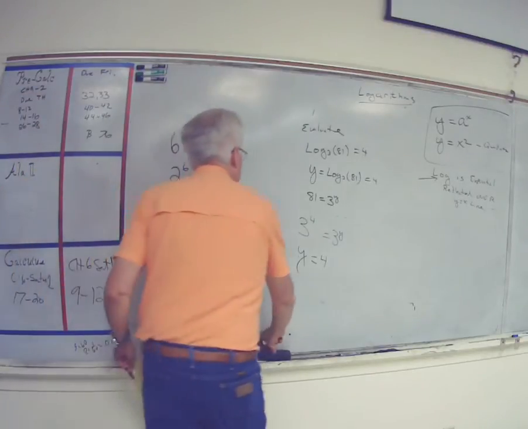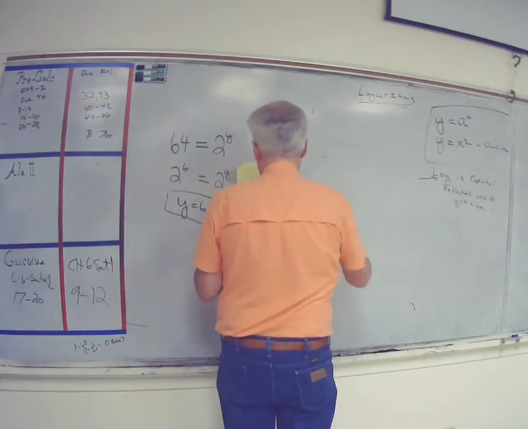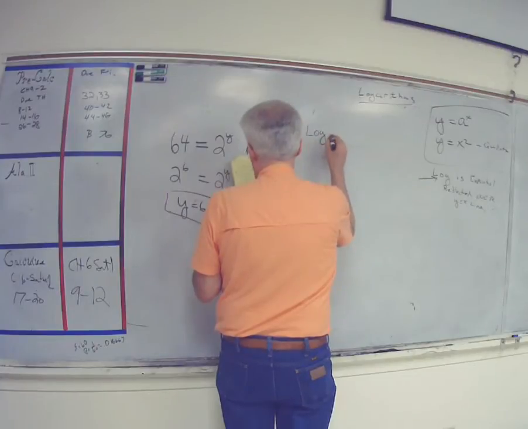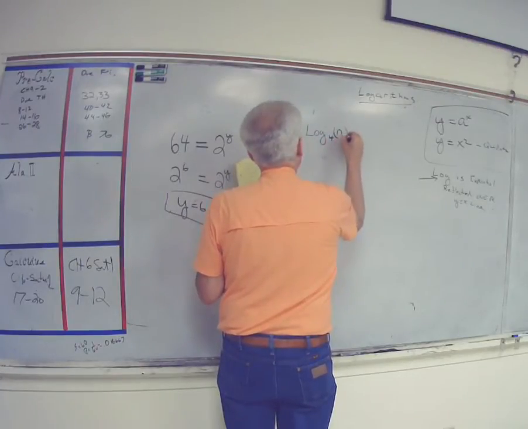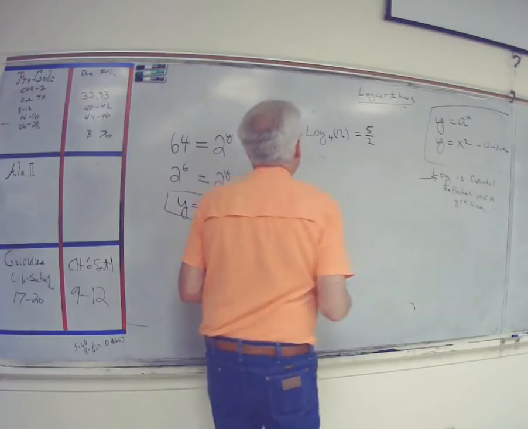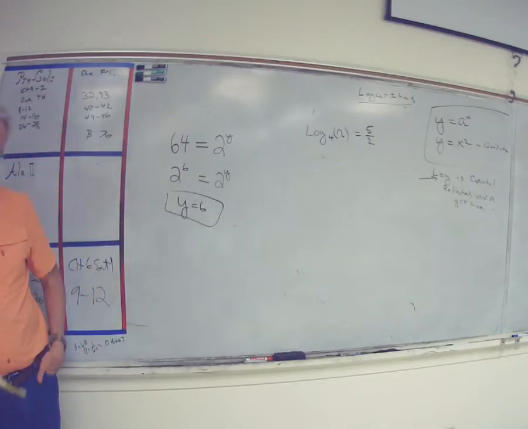Okay, now let's keep going. This is a little trickier one. Tanner, why don't you help me with this? If I say log 4 of n equals 5 halves, and I want to figure out what n is, how am I going to figure out what n is, Tanner?